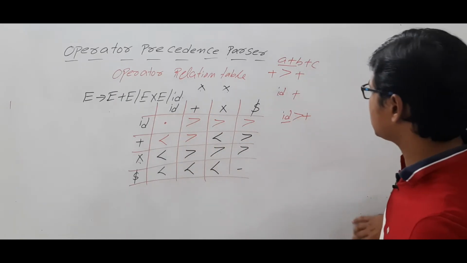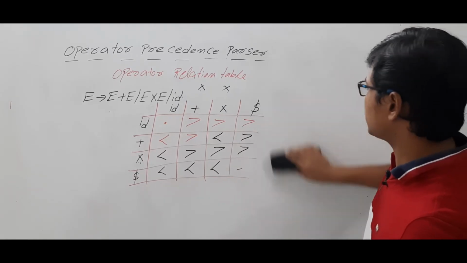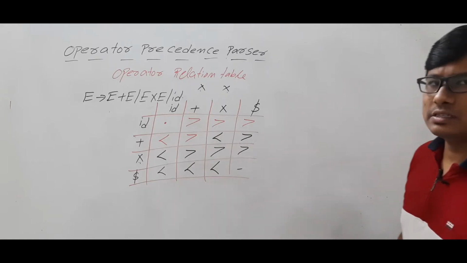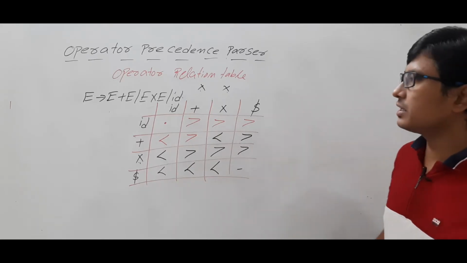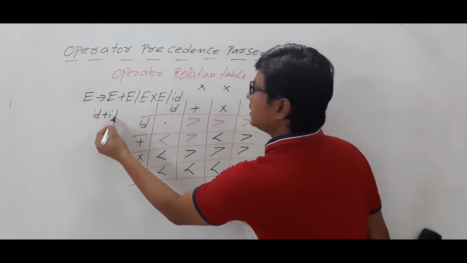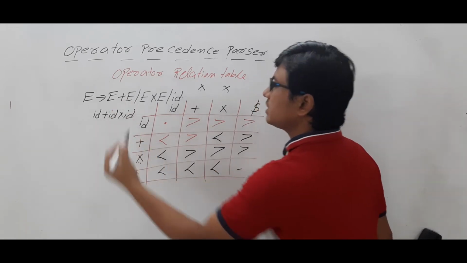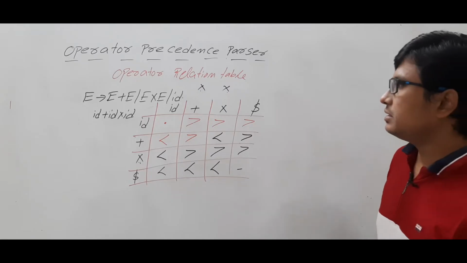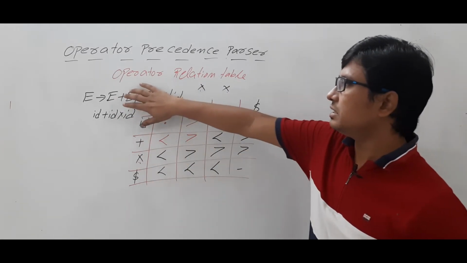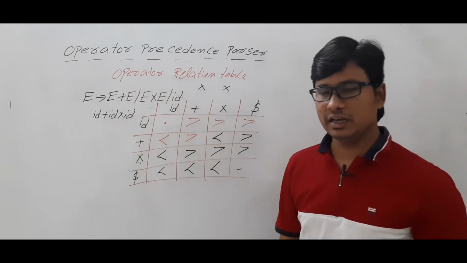Now let me discuss the parsing procedure. To do the parsing procedure, let me take a string which can be parsed from this grammar: id plus id into id. This is the string I am taking. Am I right? This string can be parsed using this grammar, or I can say that this grammar can generate this string.